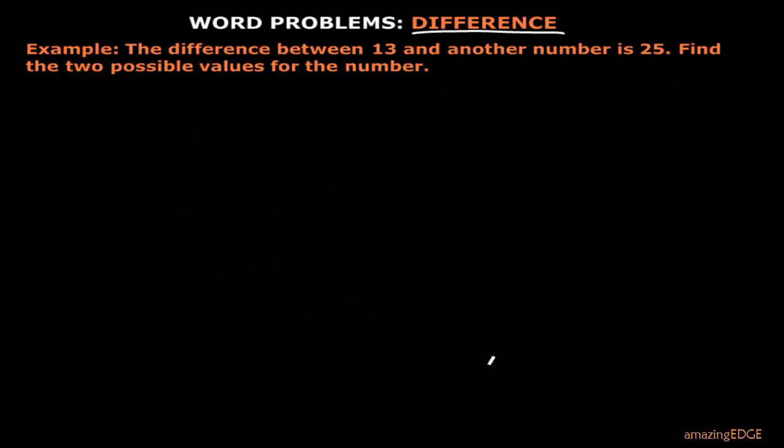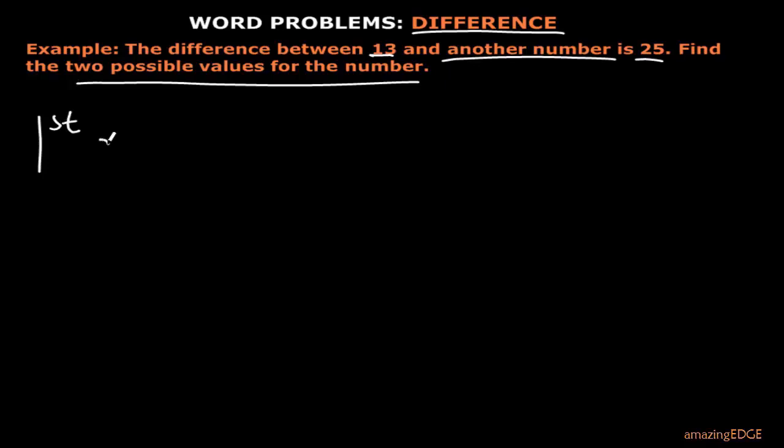So here we are told that the difference between 13 and another number is 25. So there are two sentences here. The difference between 13 and another number is 25. Then find the two possible values for the number. So let's see the information we can extract from these two sentences. Supposing we are looking at the first sentence now.